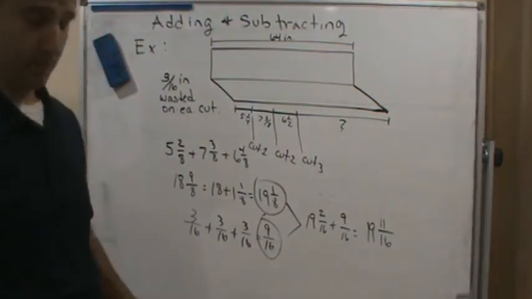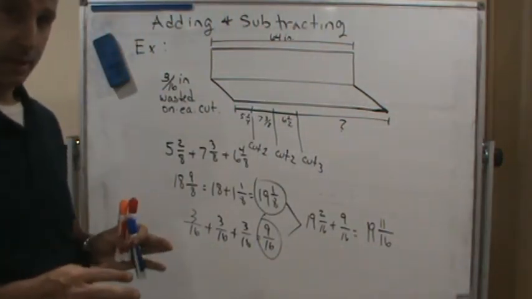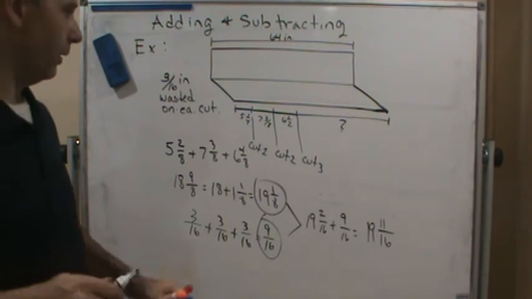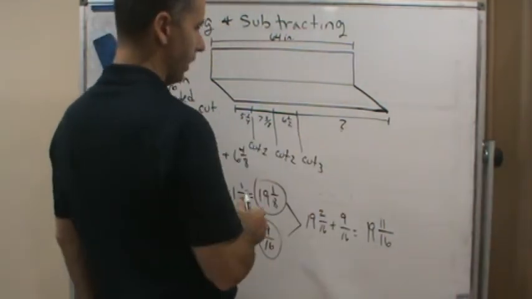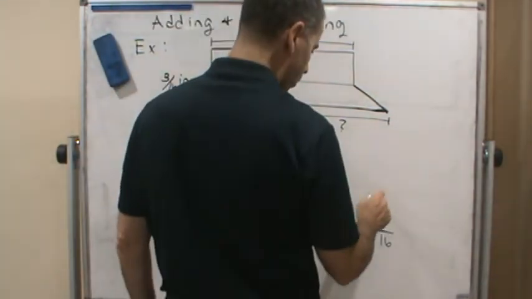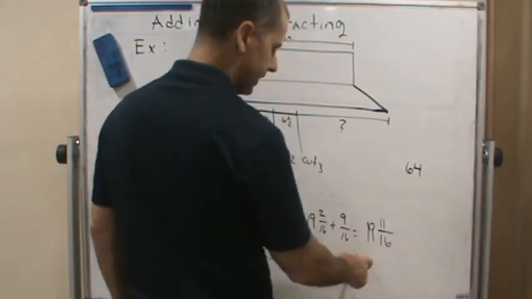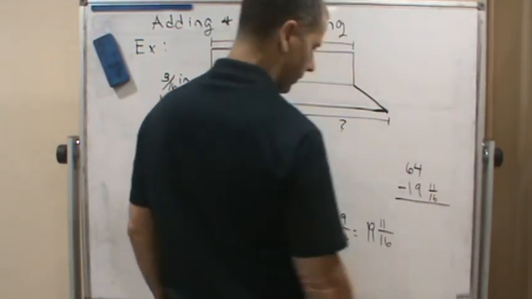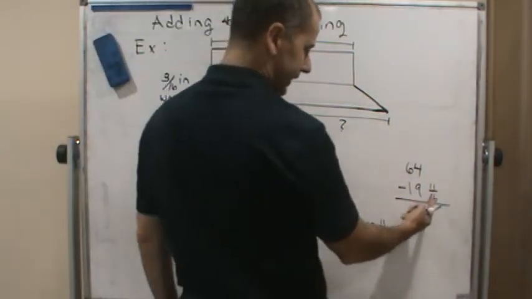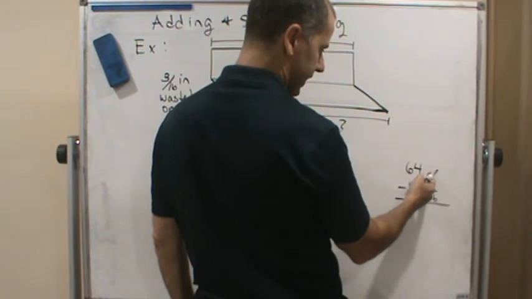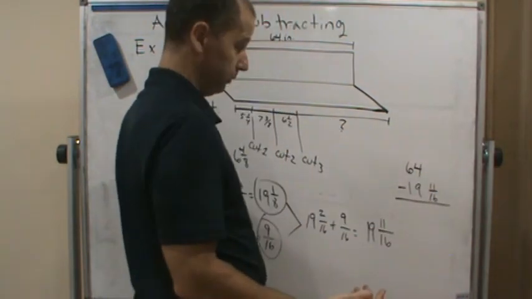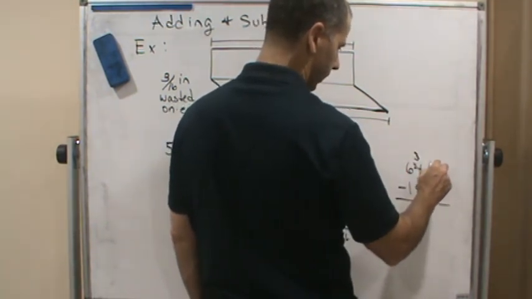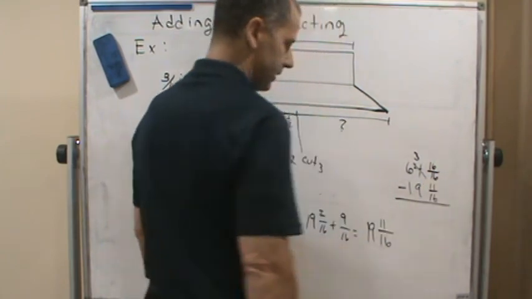Okay, now that's the sum of all of the pieces that I cut and the wasted amount. So now I still have to find this length. So now I'm going to take my 64 and I'm going to subtract the 19 and 11/16 from that. And so now I have to subtract 11/16 from 0. Well, I'm going to have to borrow. So I'm going to borrow from the 64, make it 63, and I'm going to put 1 over here as a fraction, 16 over 16.